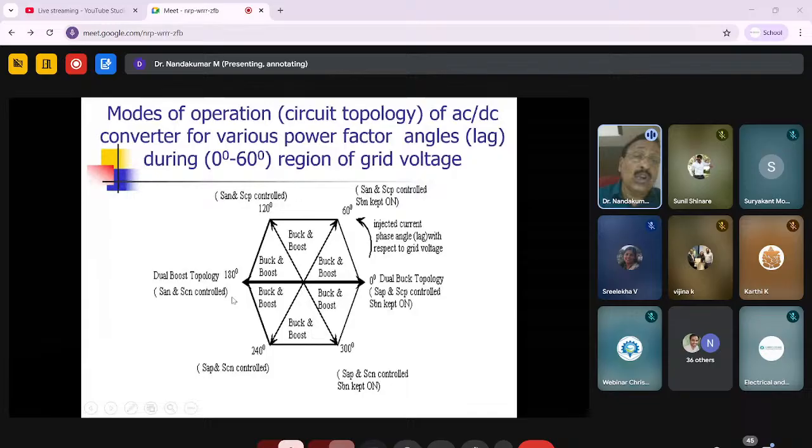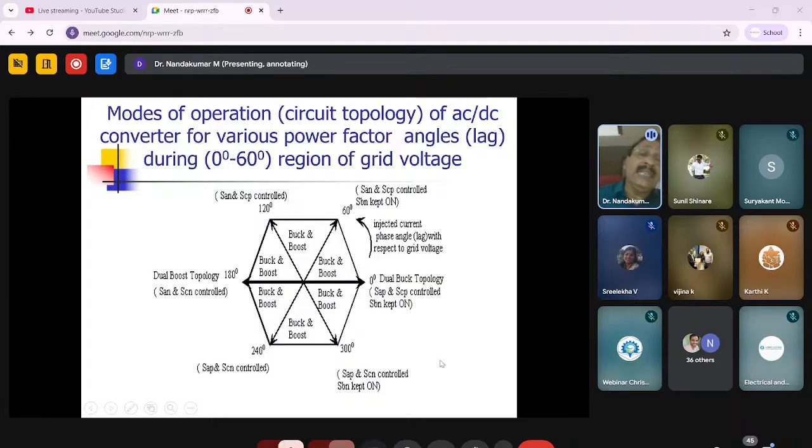Therefore, that is shown here. It takes a different topology. If the injected current phase angle is 0 with respect to the grid voltage, it is a dual buck topology. If the injected current is 180 degrees with respect to the grid voltage, it is a dual boost topology. For all other angles, it takes a buck and boost topology. Based upon the phase angle, the switches will be different. This is the way it works at any instant.